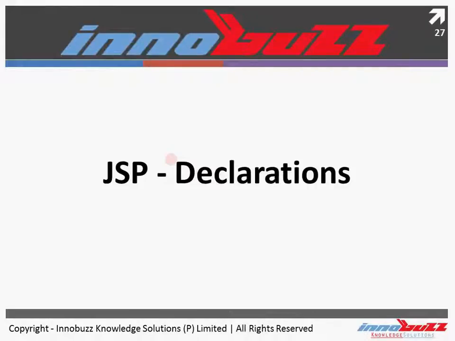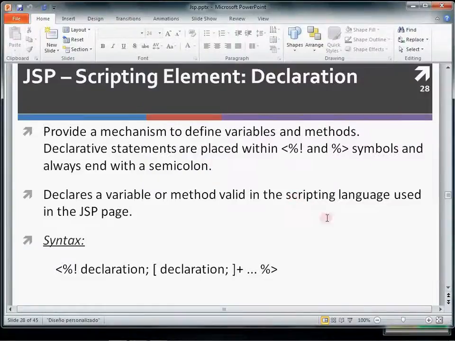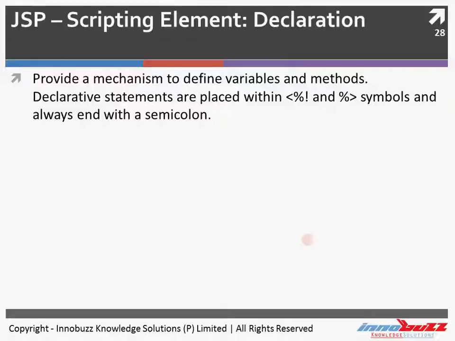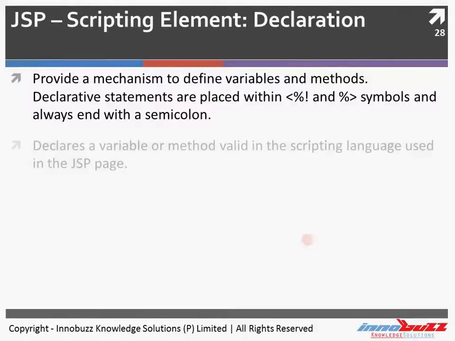Next is the JSP declaration. A JSP declaration is a scripting element of JSP. It provides a mechanism to define variables and methods. Declarative statements are placed within a scriptlet with an exclamation mark. We have seen the syntax, and this is the syntax for declaring anything within the JSP. It always ends with a semicolon.